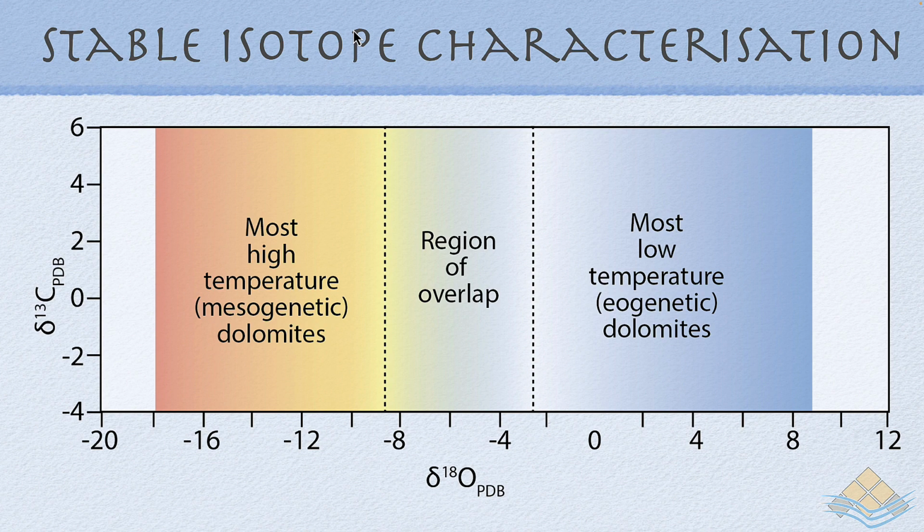Whereas if we look at most early stage dolomites, specifically reflux dolomites, we're typically looking at oxygen isotope values in a more positive range, typically between -4 and 8. So oxygen isotope values are one of the most useful characteristics that we can use when we study this sparry dolomite: am I looking at a reflux dolomite, or is it a hydrothermal late-stage mesogenetic dolomite?